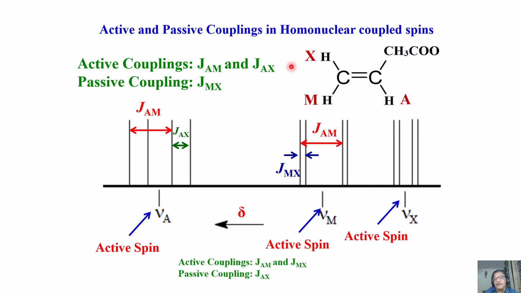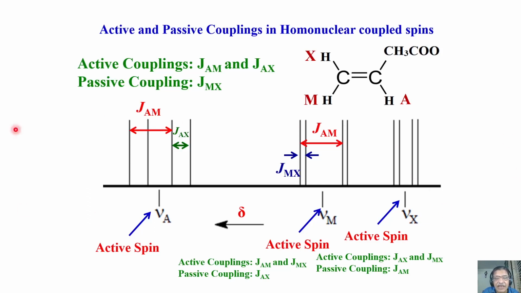Because you are observing X, this you will not see. So active couplings are AX and MX, and the AM coupling is passive and you don't see it. You understand how active and passive coupling influences the spectrum.